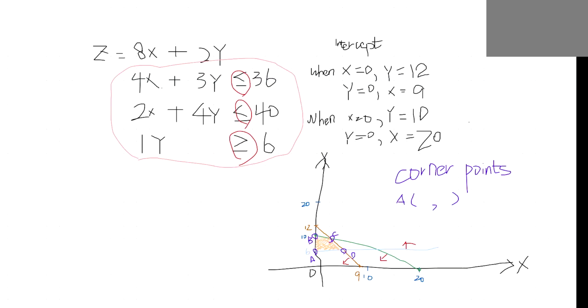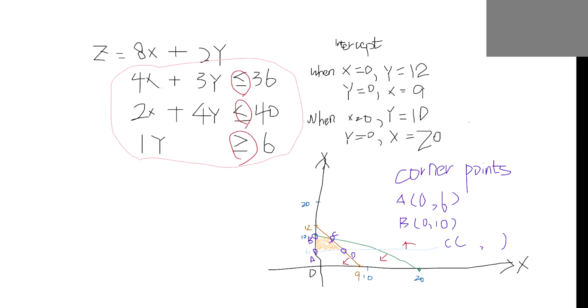0, 6. That's good. 0, 6. What about B? 0, 10. What about C? We don't know yet. What about D?